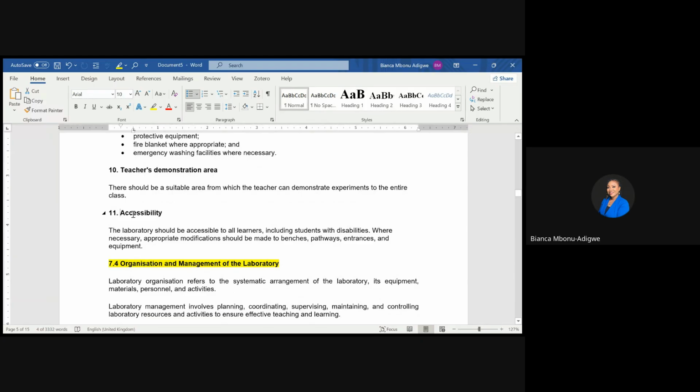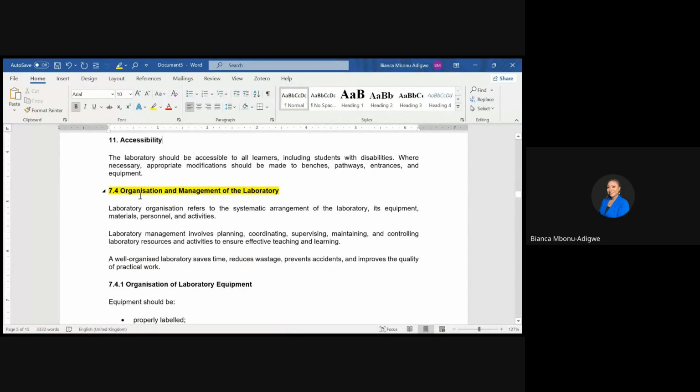And then I said the laboratory should be accessible to all learners, including students with disabilities. So when you are designing a lab, you must think about students that have mobility issues, or students that have visual impairment issues. If for some reason you have them in your classroom, you should make provisions for them.